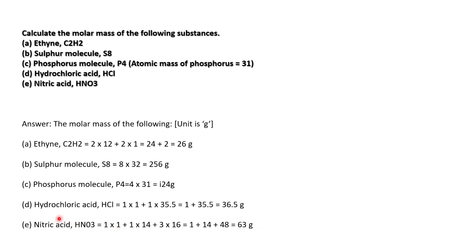Nitric acid, HNO3, we will get 63. Nitrogen is the only one new to us, that is 14. Then the rest is 16 into 3 and hydrogen is 1. So together we get 63 grams.